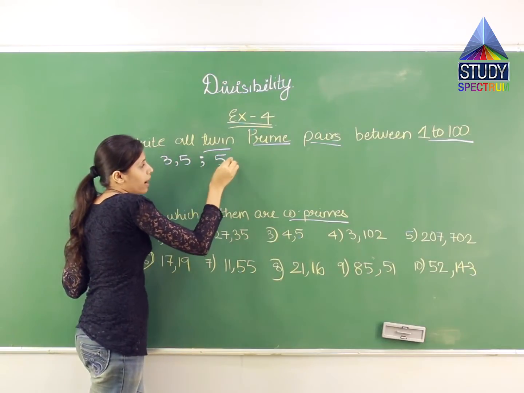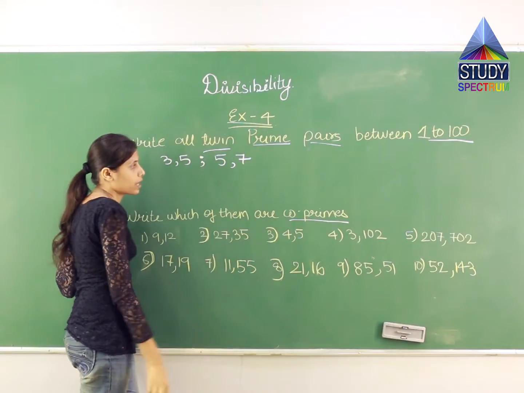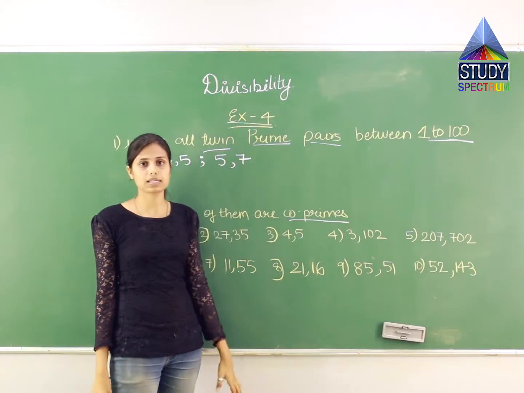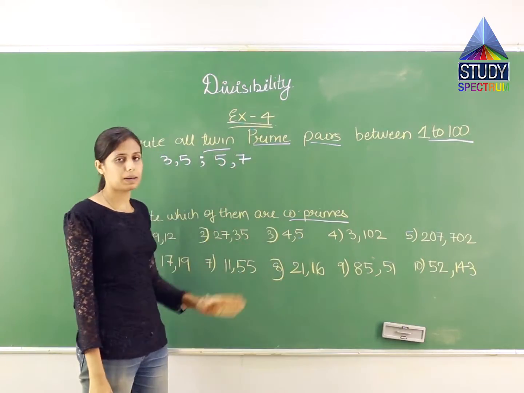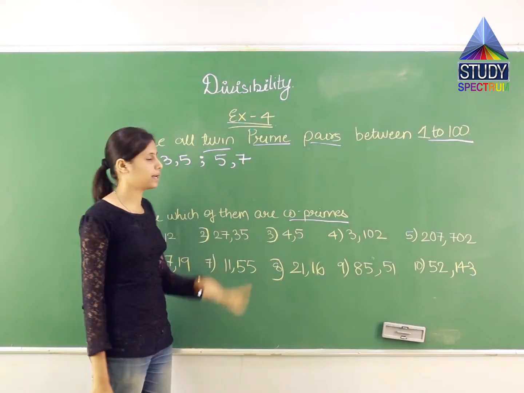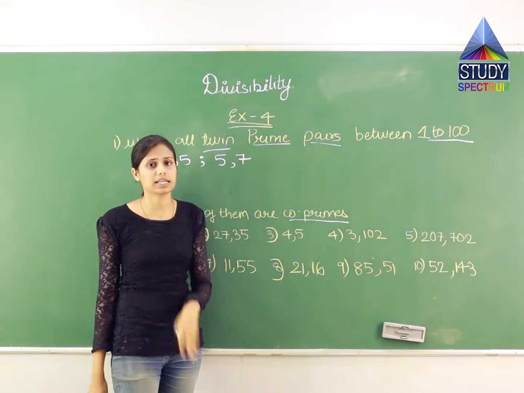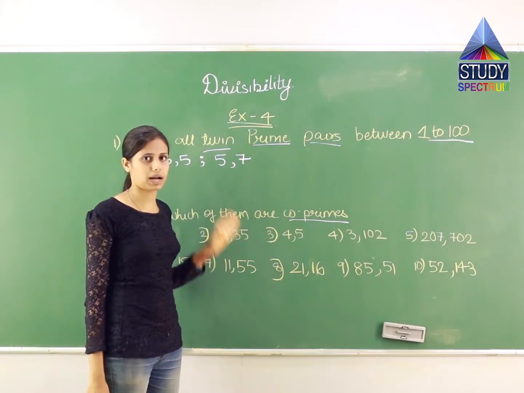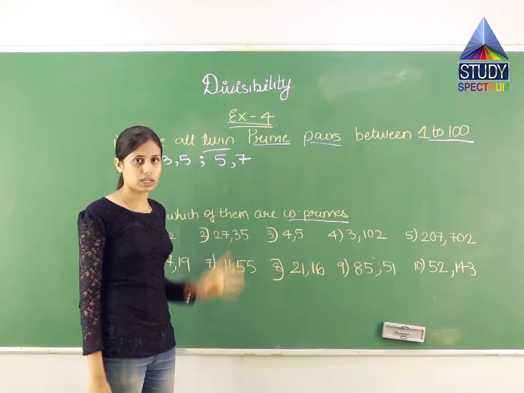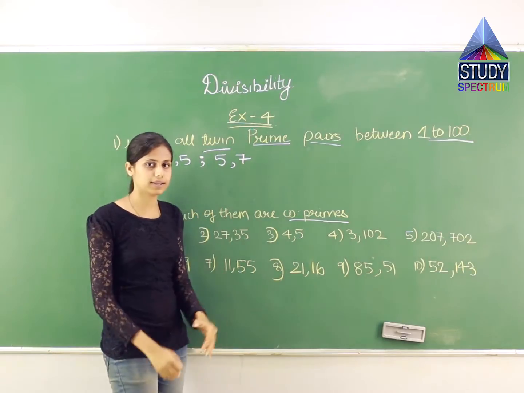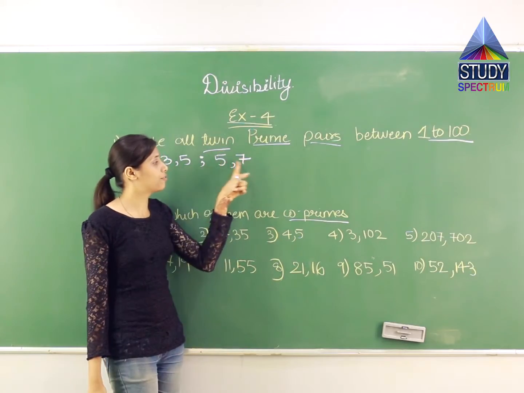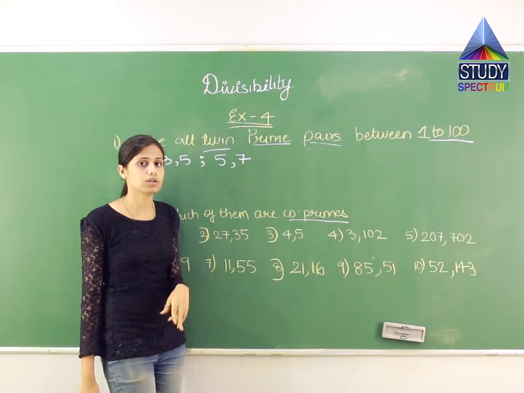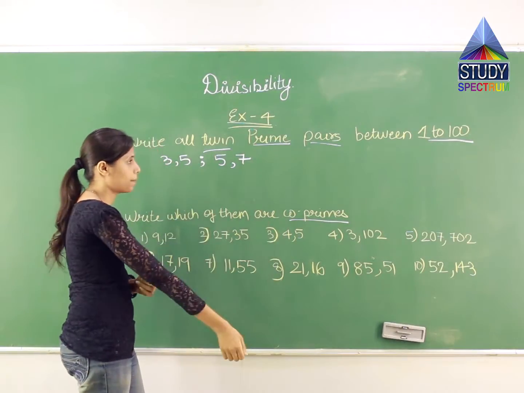Now another pair is 5 and 7. 5 and 7 are both prime numbers, right? 5 comes in the table of 1 and 5, and no other table. 7 comes in the table of 1 and 7, and no other table. Means they both are prime, right? Prime numbers forming a pair of 2, that is, they are coming together. And twin means difference. 7 minus 5 gives me how much? 2. So this is another pair.